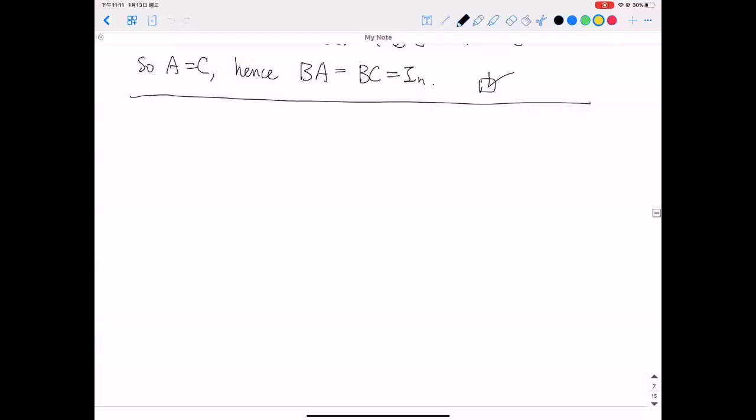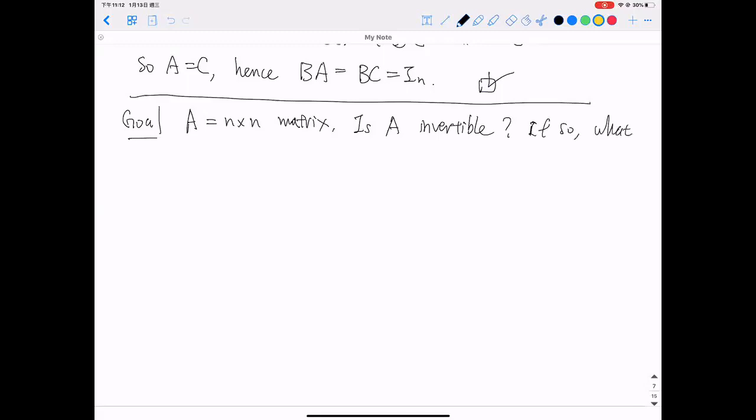All right, the next topic, it should be the following goal. That is, suppose you have an n by n matrix A. The question is, is A invertible? If so, what is A inverse, so to compute A inverse.